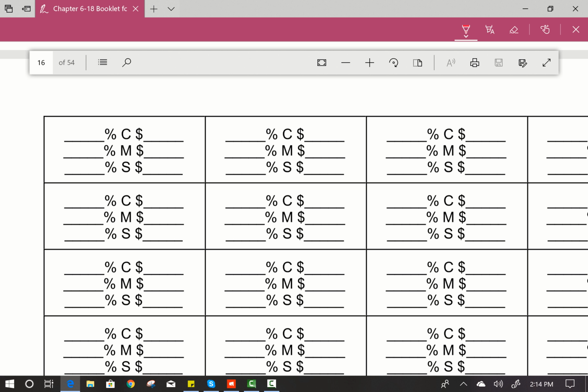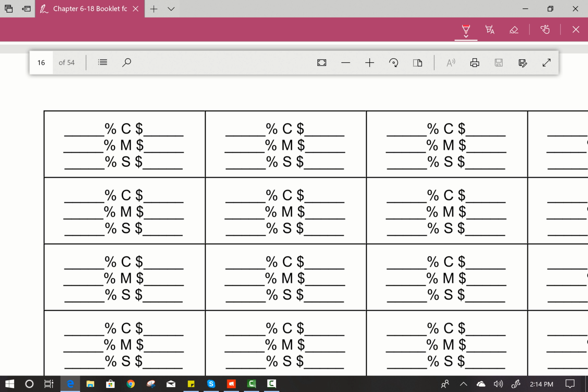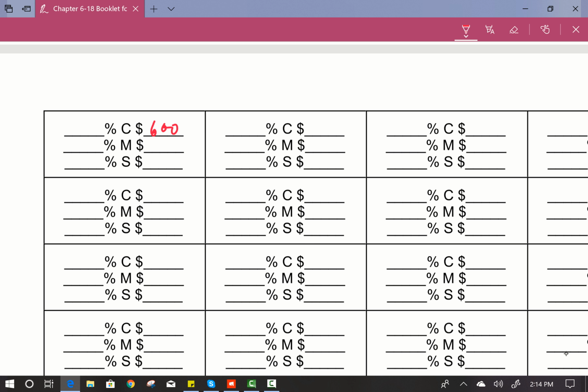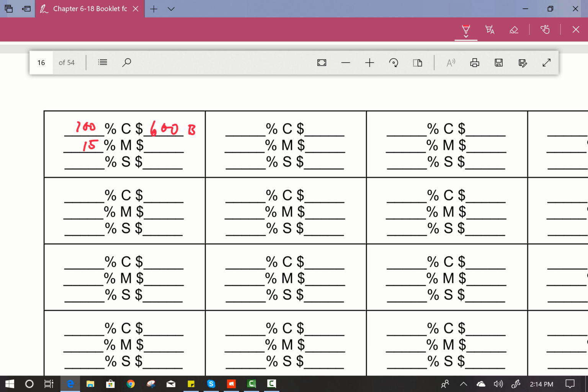So if I have an item that costs $600, and the percent of markup is 15%, I'm going to go to the left of the markup and put 15%. The first few questions say to assume that problems 1 through 6 are based on cost. If those problems are based on cost, I want to make cost 100%, which makes the cost the base. So the base is $600, the cost of the item.